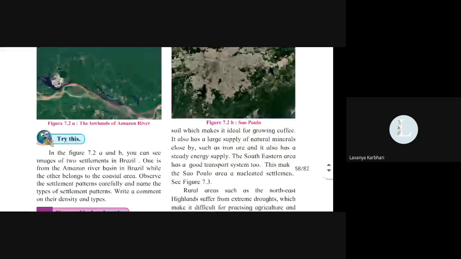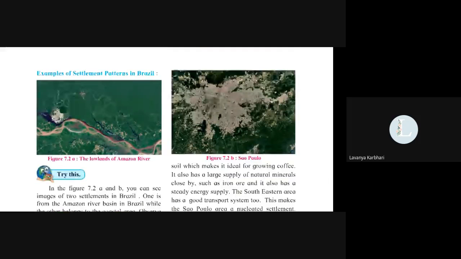Okay, just now we have discussed that the first figure shows dispersed settlements, and the second one is nucleated settlement, because at the coastal region there is plateau. Okay, there is no sloping region, that's why the whole population is settled over there. And in the Amazon river basin there is a very rainy atmosphere. Okay, very wet land there, that's why people cannot live there. That's why the population is very rare there, very less dense. Okay.